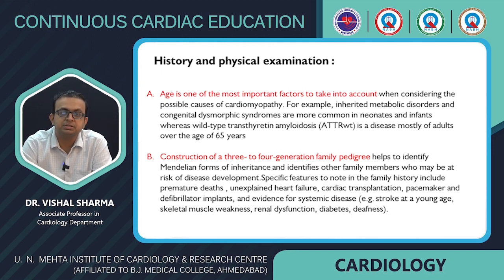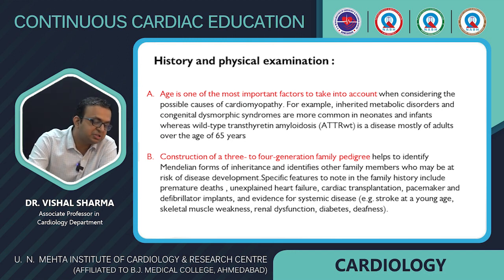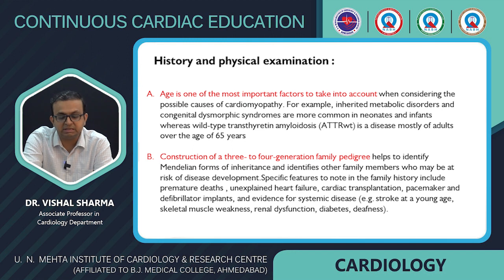In terms of family history, you should ask each and every patient whether in their family there are events like premature death or unexplained heart failure, or whether any relative had a pacemaker implanted, or an AICD implanted, or had cardiac transplantation. All these events should be properly evaluated. They should be properly asked to the patient, whether any family member has suffered any of the disease. From that you can come to a diagnosis of genetic cardiomyopathy. This is a simple investigation, or a parameter, which you can assess in each and every patient so as to rule out genetic cardiomyopathy.